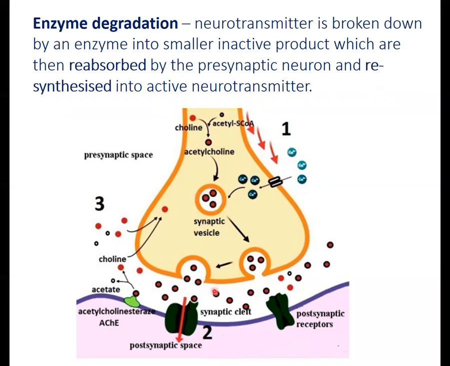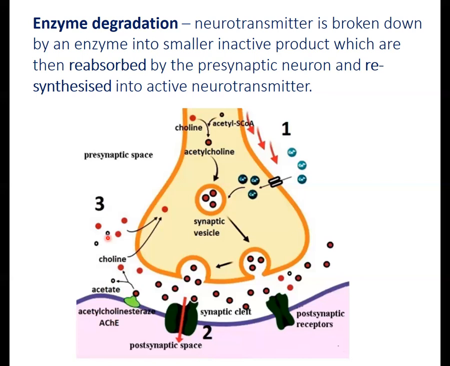And you can see here in the synaptic cleft that we've got lots and lots of acetylcholine. Then on the membrane here, what happens is that acetylcholine, the neurotransmitter, gets broken down by an enzyme. In this particular example, the enzyme is called acetylcholine esterase. It breaks down the acetylcholine into acetate and choline.